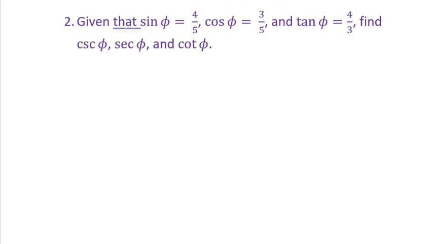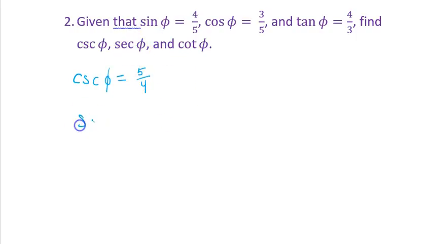All right, we're going to go to another kind of example here dealing with these ratios, and they're actually already going to give us some of those. Given that sine phi is 4/5, cosine phi is 3/5, and tangent phi is 4/3, find cosecant phi, secant phi, and cotangent phi. So this time we don't have a triangle to look at, but we don't actually need one because they've given us the three primary trig functions, and the others are just the flips. You just have to pair them correctly. So cosecant phi is the flip of sine. So if sine is 4/5, cosecant is 5/4.